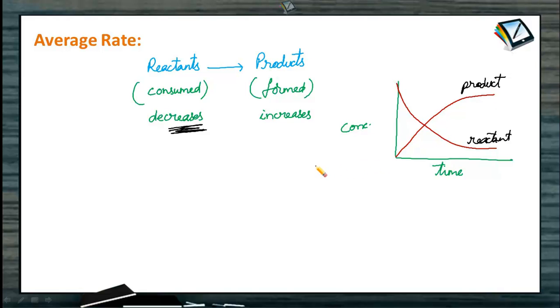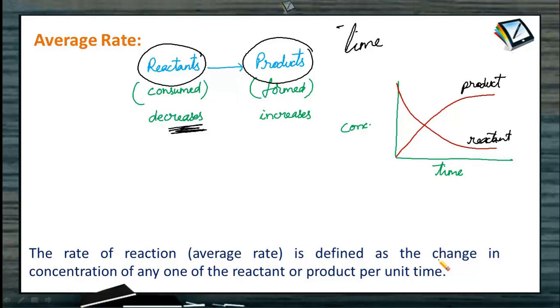So it means that both the concentration of the reactant and the concentration of the product are changing along with the time. So we can define the rate of reaction as the change in the concentration of any one of the reactants or products per unit time.